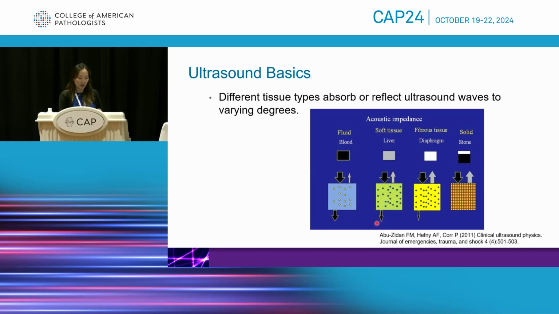Soft tissue is going to have a little bit more. Fibrous tissue is definitely not going to let as much of the wave through. It's going to reflect more of the wave. And solid things such as stones and bones, they're really going to impede that ultrasound wave almost entirely.